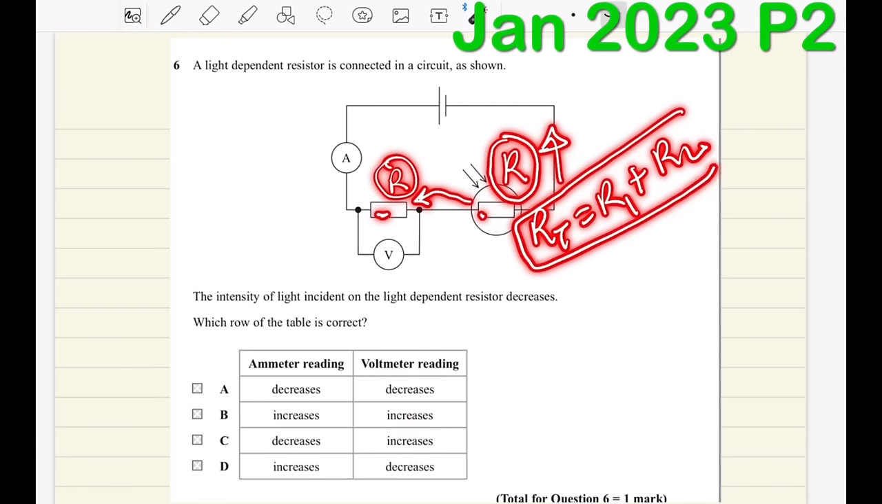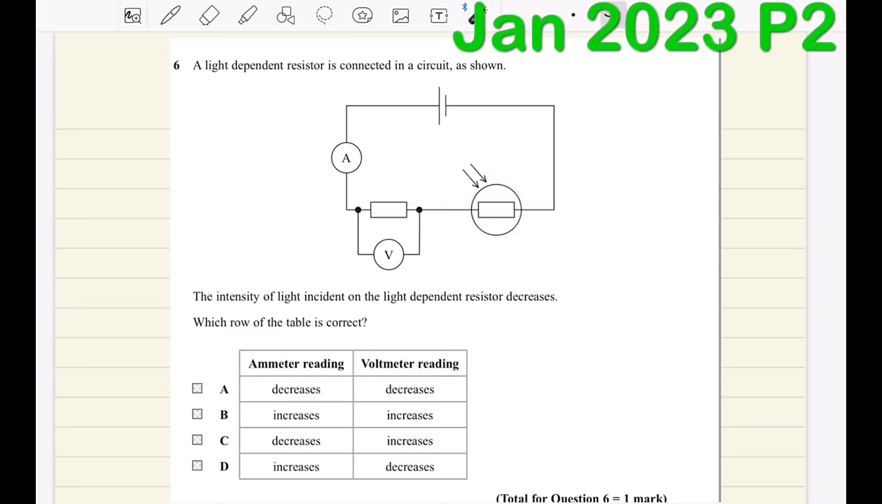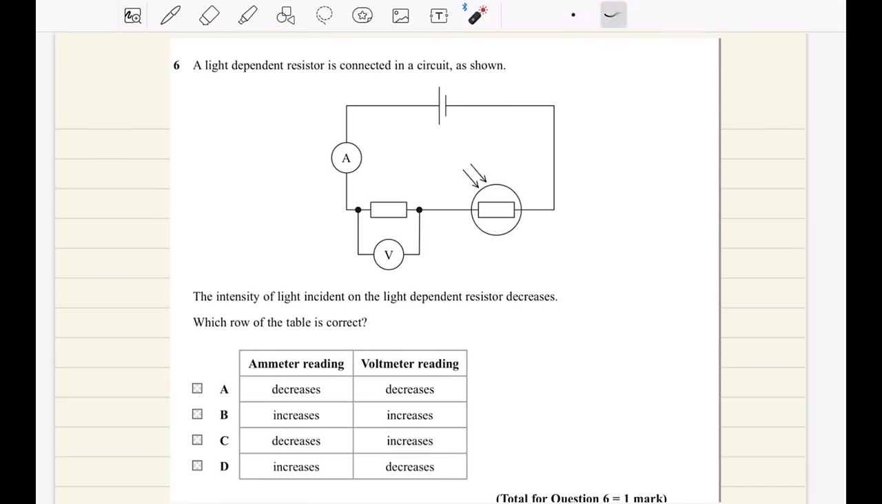It means the total resistance here for the whole circuit increases. This affects negatively the reading of the ammeter, so there is less current passing through the electric circuit. There is less voltage across the fixed resistor, so the voltmeter reading across the fixed resistor is going to be less as well. So the correct answer for question 6 is A. The reading of the ammeter decreases and the voltmeter decreases.